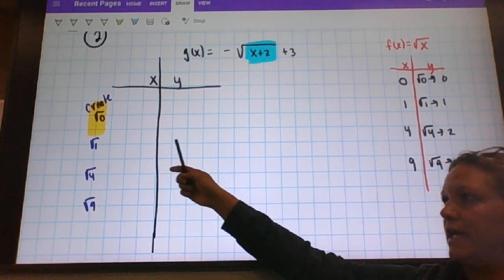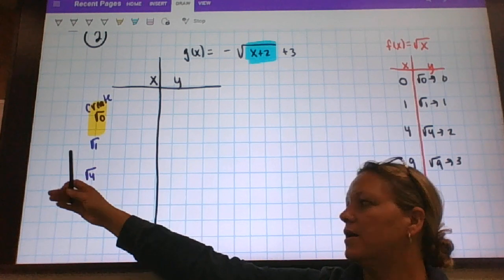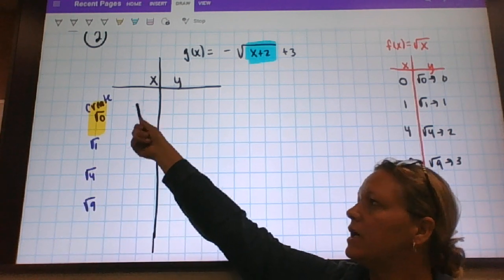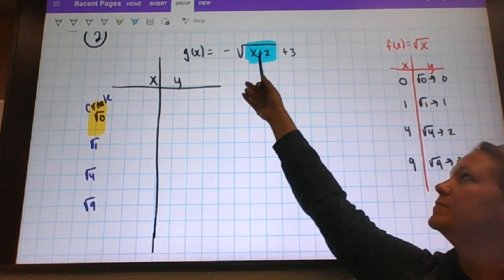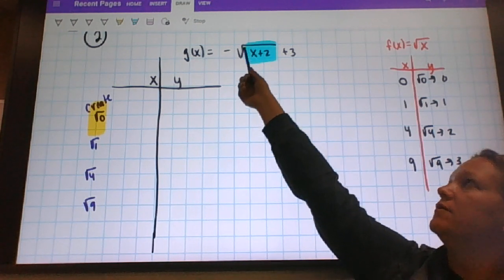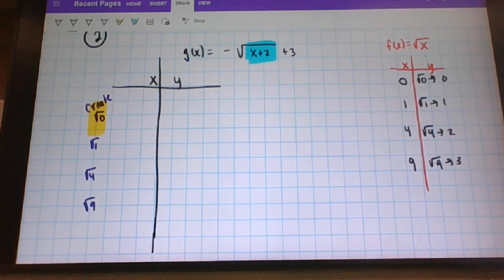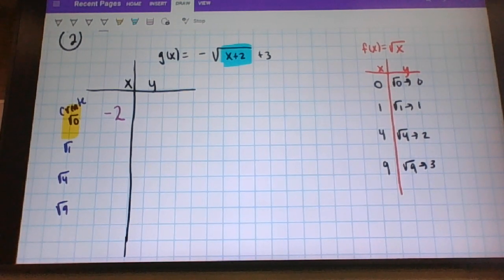So I'm hoping to create the square root of 0, and the square root of 1, and the square root of 4, and the square root of 9. So what number could I put here to give me a 0 under the radical? How could I create the square root of 0? Ryan? Negative 2 will do it. This time, instead of starting with 0, I'm starting with negative 2. Let's see if that really works. See if Ryan really knows what he's talking about.